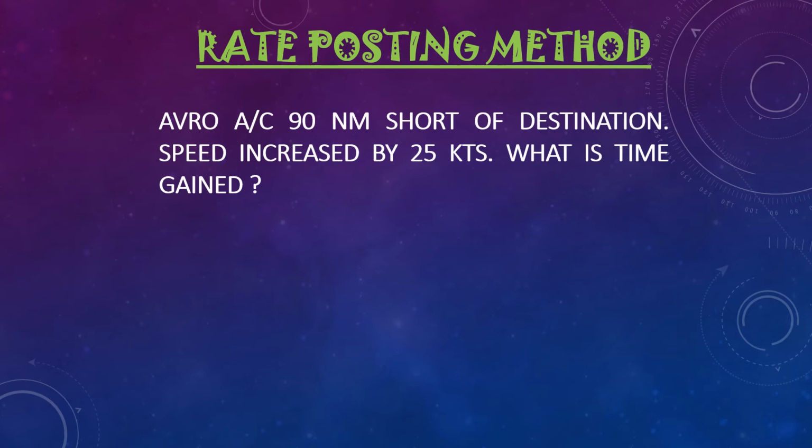So if you are 90 nautical miles short of destination and you increase your speed by 25 knots, how much time will you gain? By rate posting, had you increased your speed by 10 knots, you would have gained time equal to distance to go, that is 90 seconds. But since the speed increase is 25 knots, you will gain time 2.5 times 90, which is equal to 225 seconds.